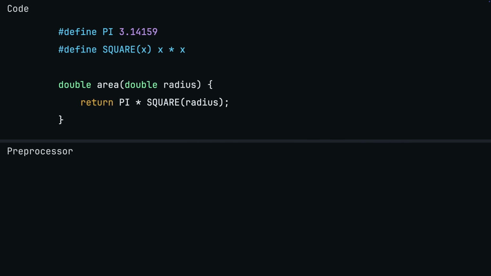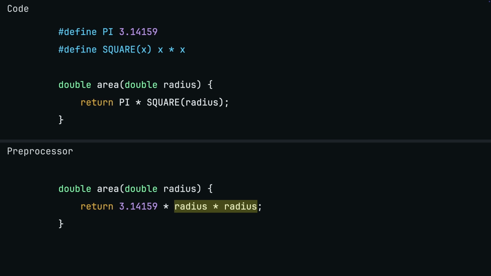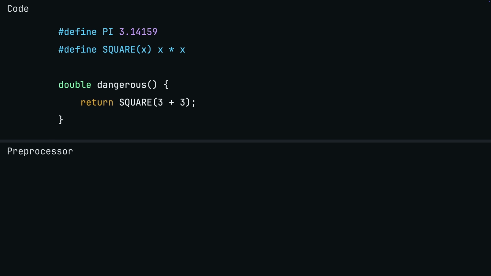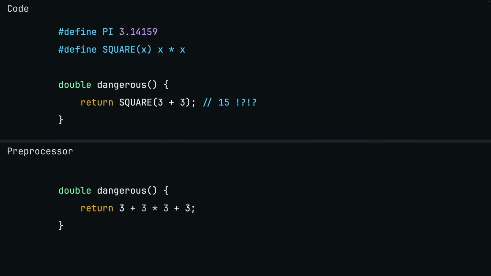You can also do functions with define. Here, it'll replace square of radius with radius times radius. But you've got to be super careful with this. See, you might think that square of 3 plus 3 would be 36, but in fact it's 15. Why? Remember, the preprocessor literally just does text replacement.